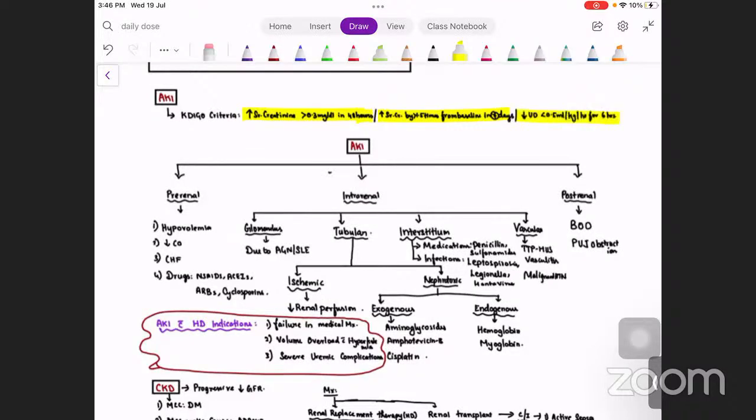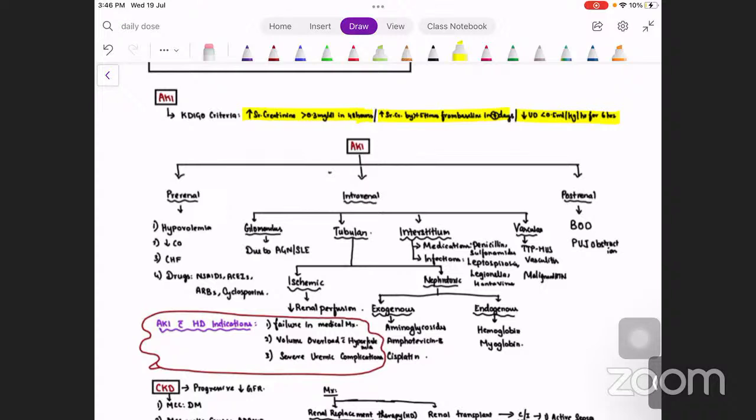How much? Less than 0.5 ml per kg per hour, for the past 6 hours. Then the patient is having an AKI, people. So what are the conditions of AKI?